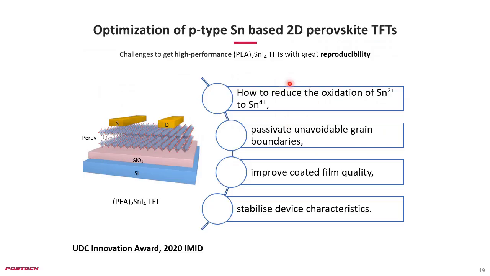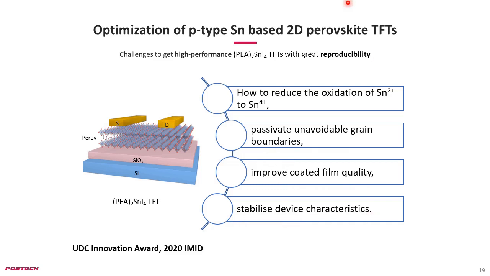So how do we actually optimize our tin-based 2D perovskite? Because of the toxicity of lead, we use tin instead of lead, but tin is easily oxidized from Sn2+ to Sn4+. Therefore, how do we reduce the oxidation of Sn2+ to Sn4+, and also passivate unwanted grain boundaries, improve the crystallinity of the film, and increase the stability of the device?